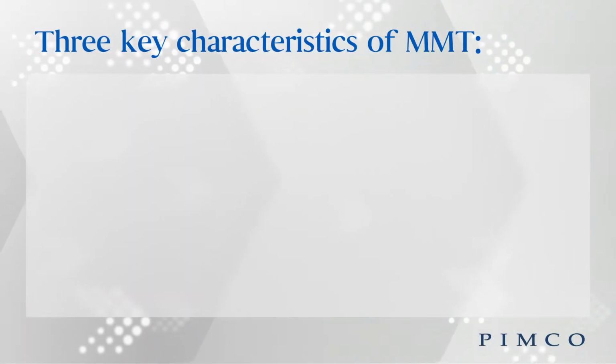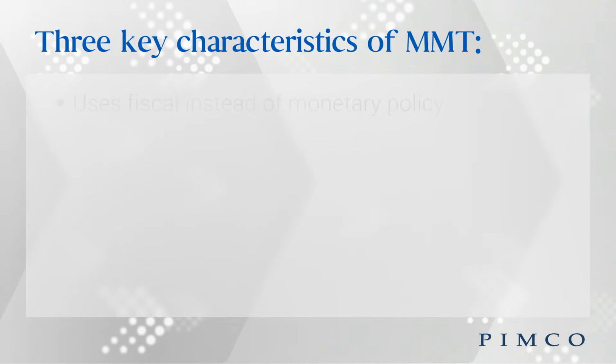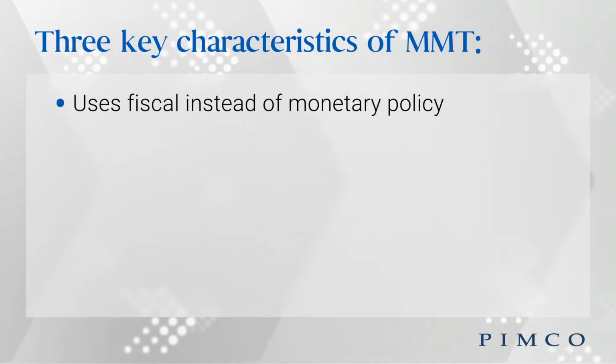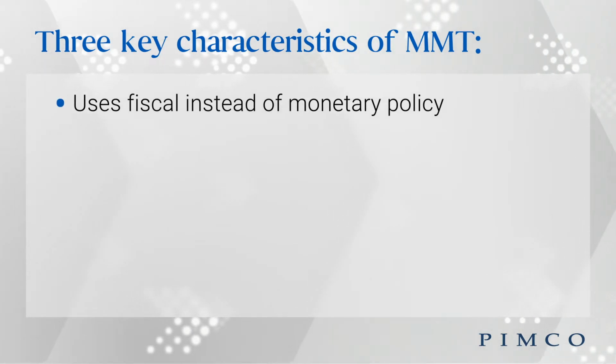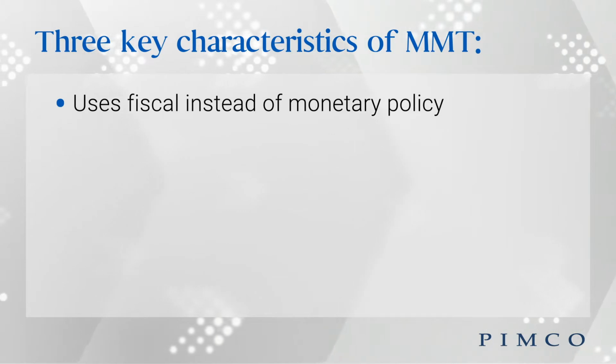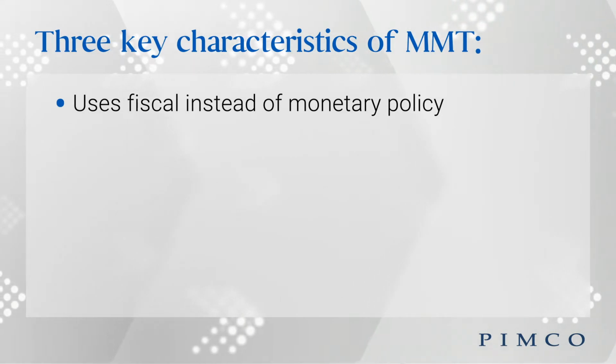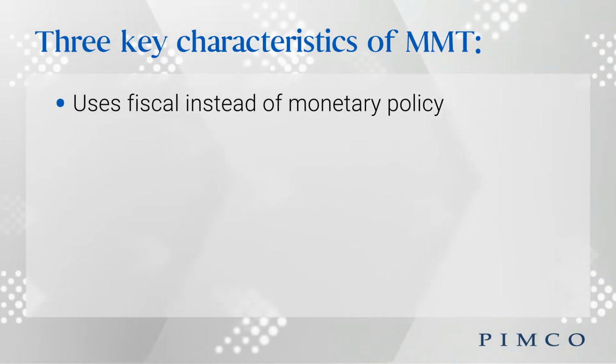I'm simplifying here, but I would say there are three key propositions in that theory. The first one is that fiscal rather than monetary policy should be the main tool to steer the economy, to aim at full employment and to control inflation. That's, by the way, why MMT, modern monetary theory, is a misnomer. It should really be called modern fiscal theory. And some people also say this is actually not modern. These are all old ideas from the 1940s and 1950s, early Keynesianism.